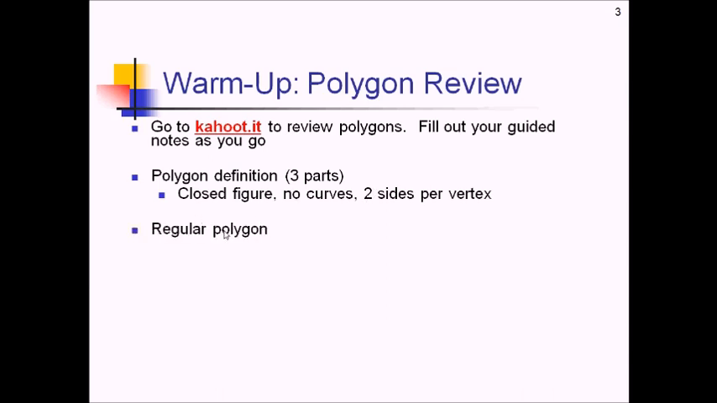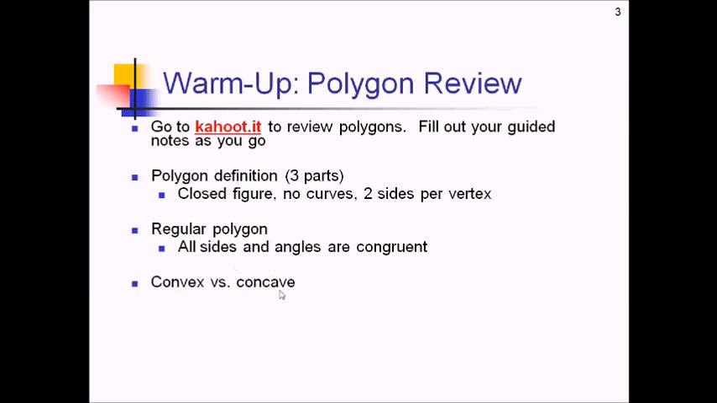A regular polygon is a polygon that is equiangular and equilateral. In other words, all the sides and angles are congruent. Like a square would be a regular quadrilateral. Same idea with all the other polygons.